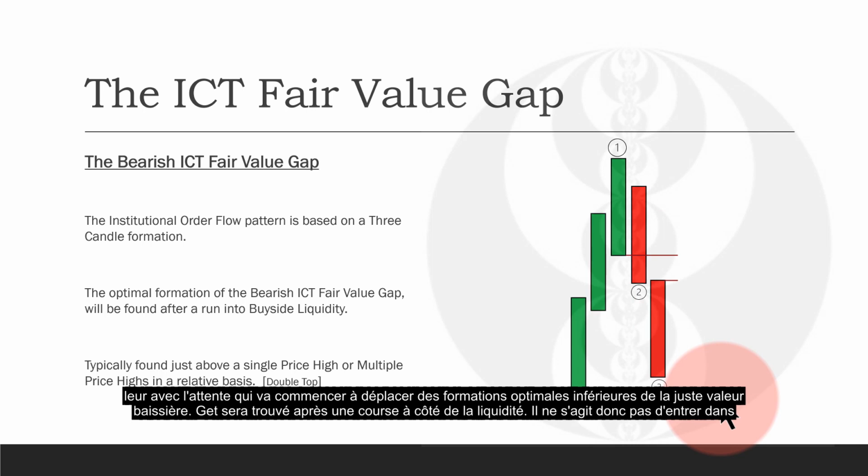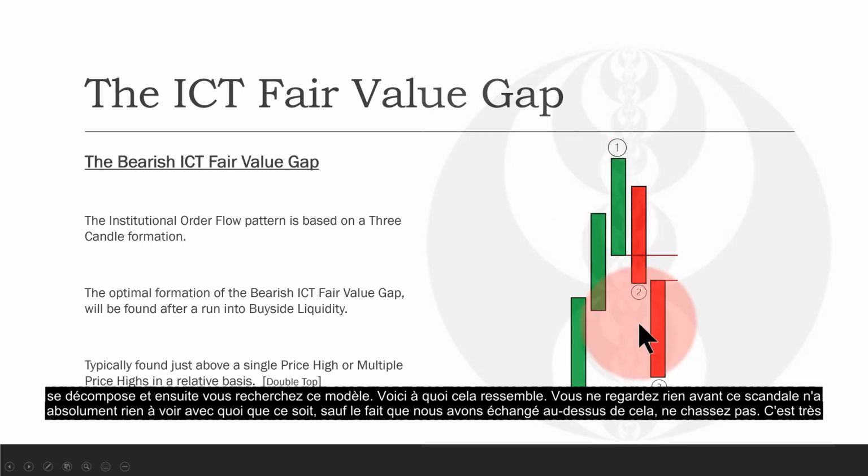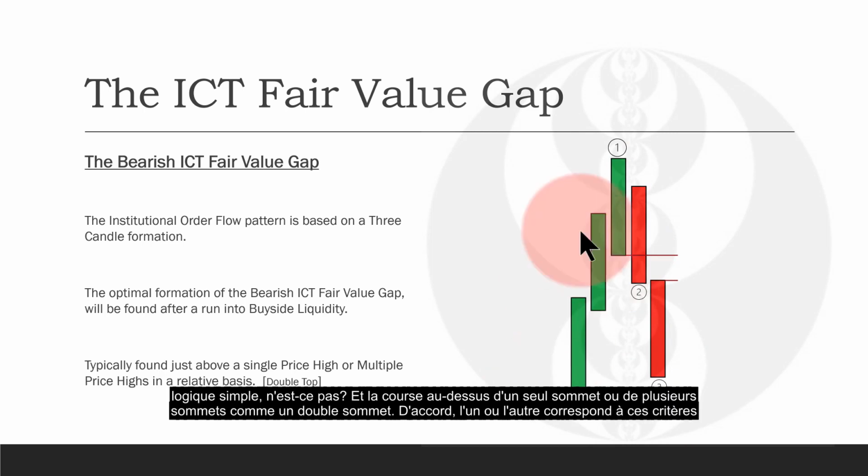So it's not a matter of going into charts and looking for this little gap all the time. This model I'm teaching you on this YouTube channel is meant for you to look for periods where price runs above an old high. Then it breaks down, and then you look for this pattern. This is what it looks like. You're not looking at anything prior to this candle. It has absolutely nothing to do with anything except for the fact that we traded above an old high. That's a very simple logic, isn't it? And the run above a single high or multiple highs, like a double top, okay?